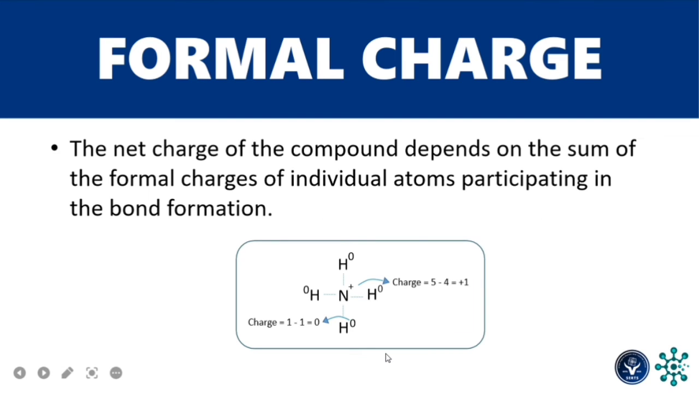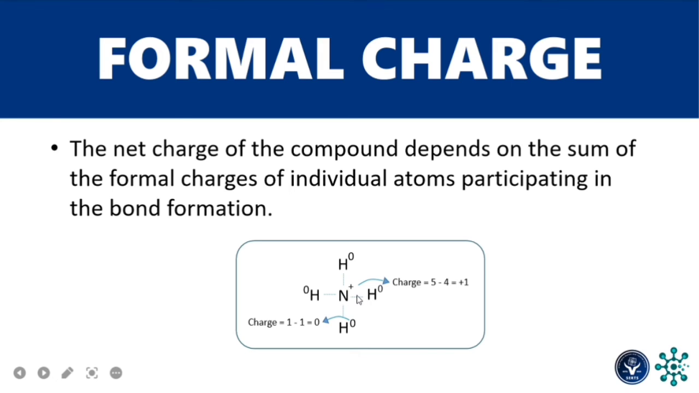The net charge of the compound depends on the sum of the formal charges of individual atoms participating in the bond. So let's pay close attention to the charges here of NH4. We have a +1 charge in nitrogen, and we have 0 or a neutral charge in all of the hydrogens. Why is that? We have established that the formal charge is equivalent to the number of valence electrons of the atom minus the number of electrons associated to it in the structure.